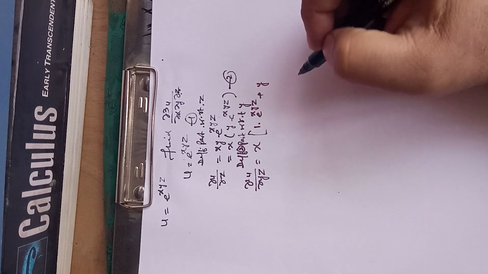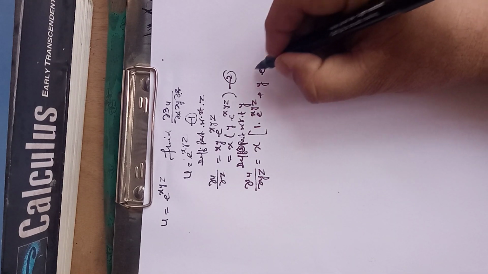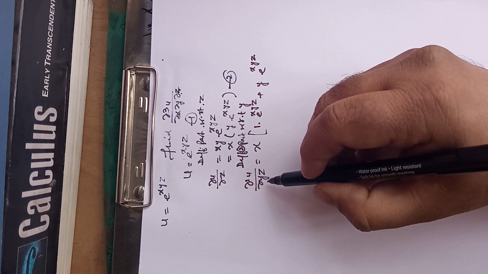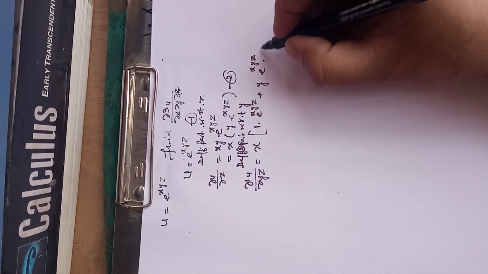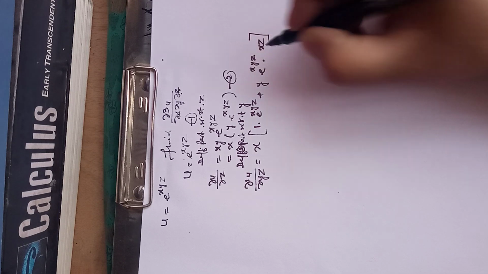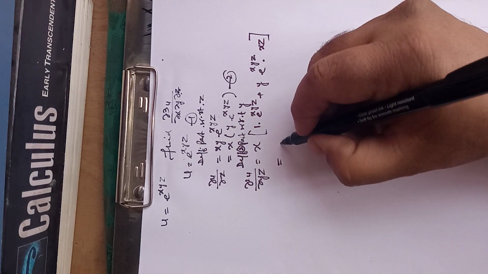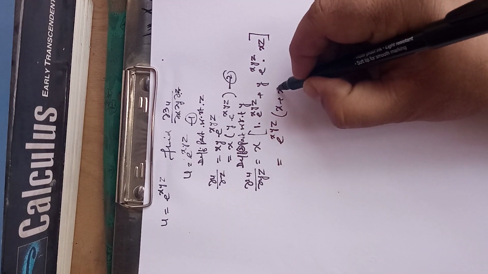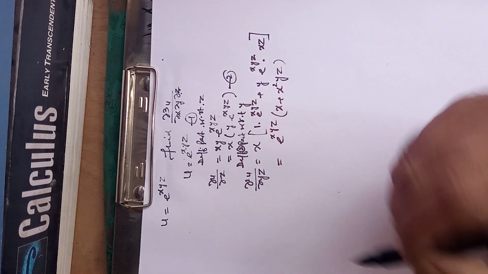Then y as it is. Derivative of e raised to the power xyz is e raised to the power xyz times xz. When you are differentiating partially with respect to y, x and z are constants. So what remains is e to the power xyz, x plus x square yz. Okay, this is the function.